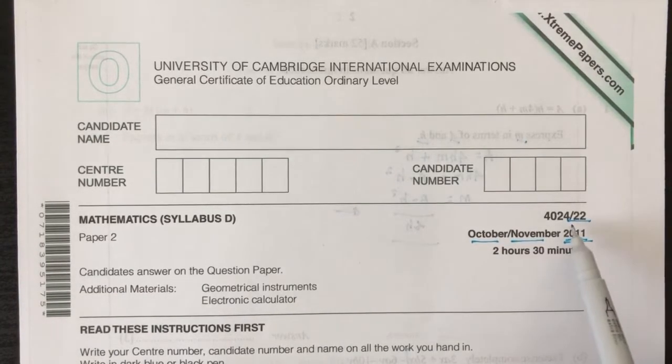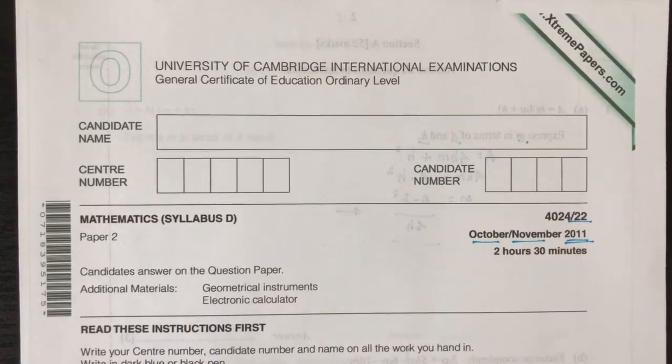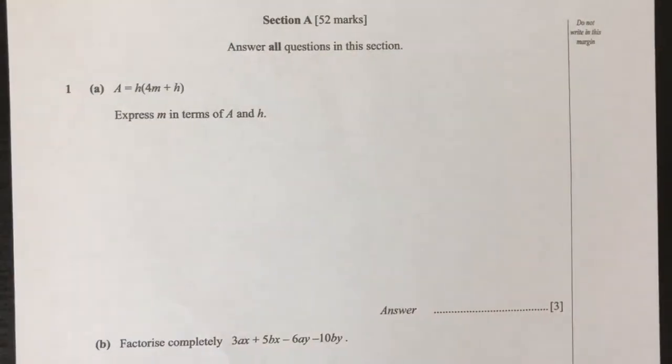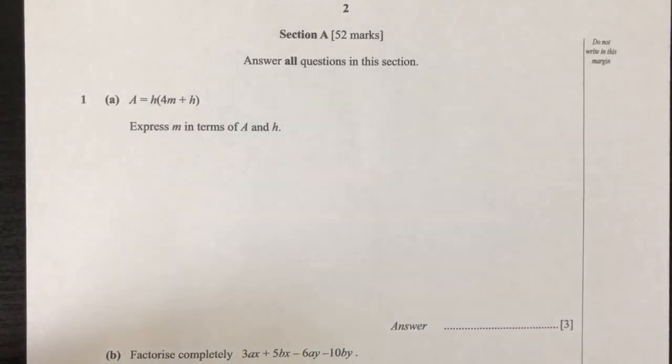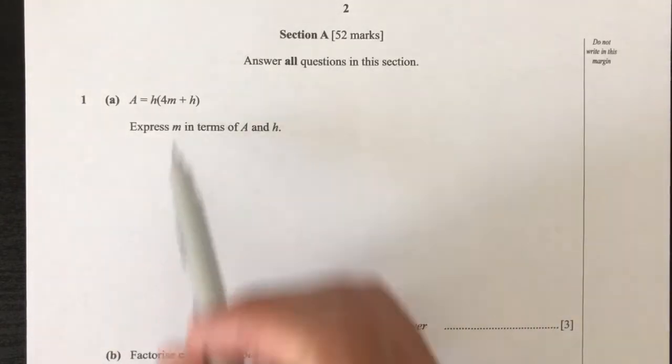This one is paper 2-2 of October-November 2011 of Math O-Level. So let's move on to question number 1. Here we have part A. We have to express m in terms of a and h. So we just have to make m the subject of formula.